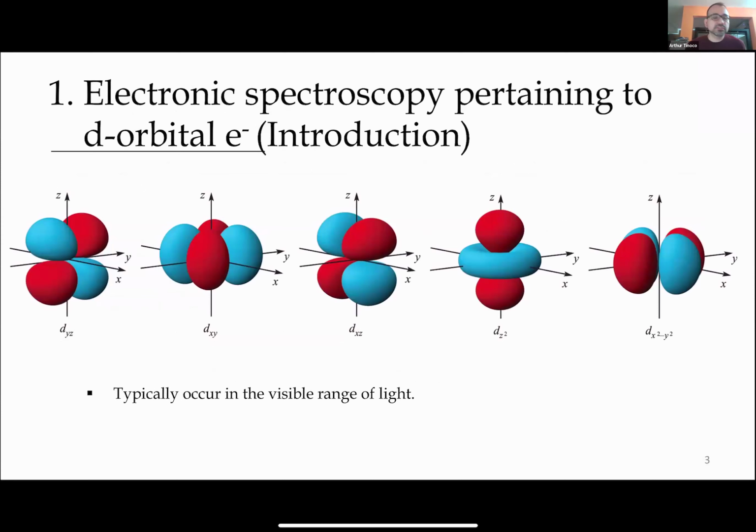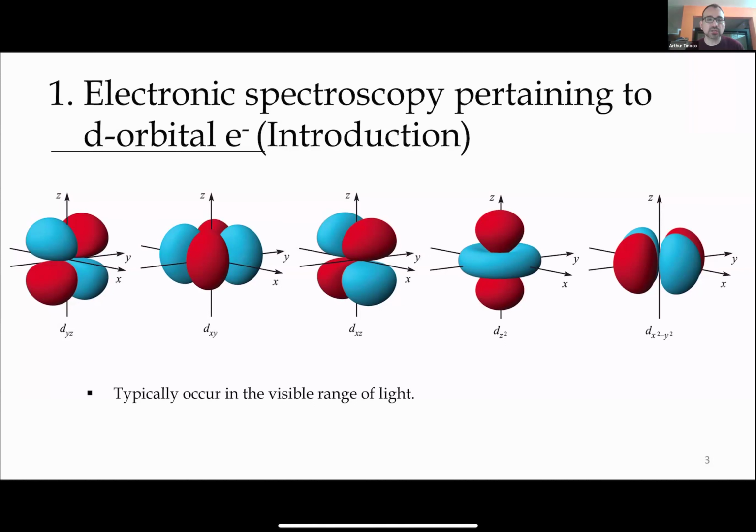So what we will focus on today is electronic transitions that can occur within metal ligand complexes. And we're actually going to focus on two main types. There are a number of them that are possible, but for the scope of our course, we'll only really focus on two. And so one of the types of spectroscopy has to do with electronic transitions that can occur within the d orbitals. And so we're going to have an introduction to these type of transitions.